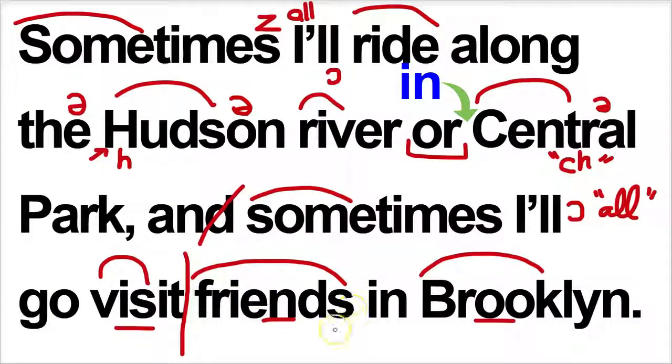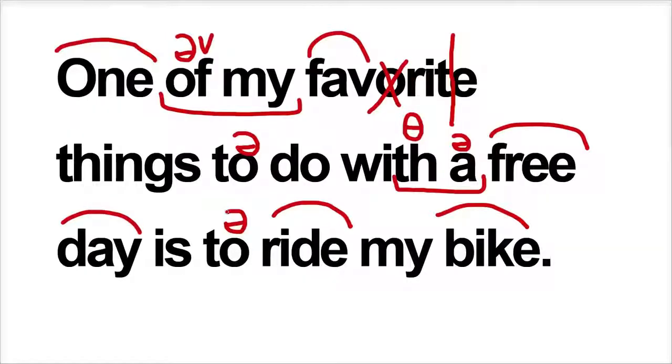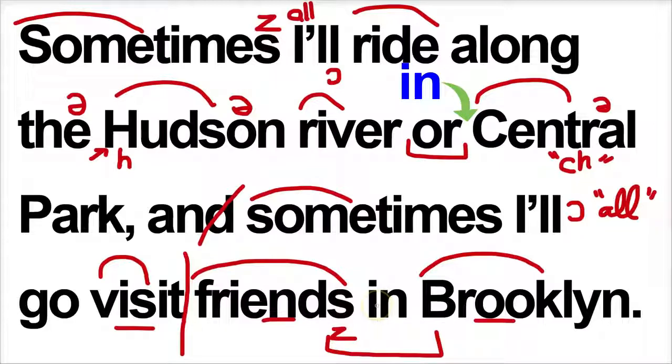Also, the ending Z sound of "friends" linked into the beginning vowel of the next word. Friends in, friends in Brooklyn. Visit friends in Brooklyn. One of my favorite things to do with a free day is to ride my bike. Sometimes I'll ride along the Hudson River or in Central Park, and sometimes I'll go visit friends in Brooklyn.